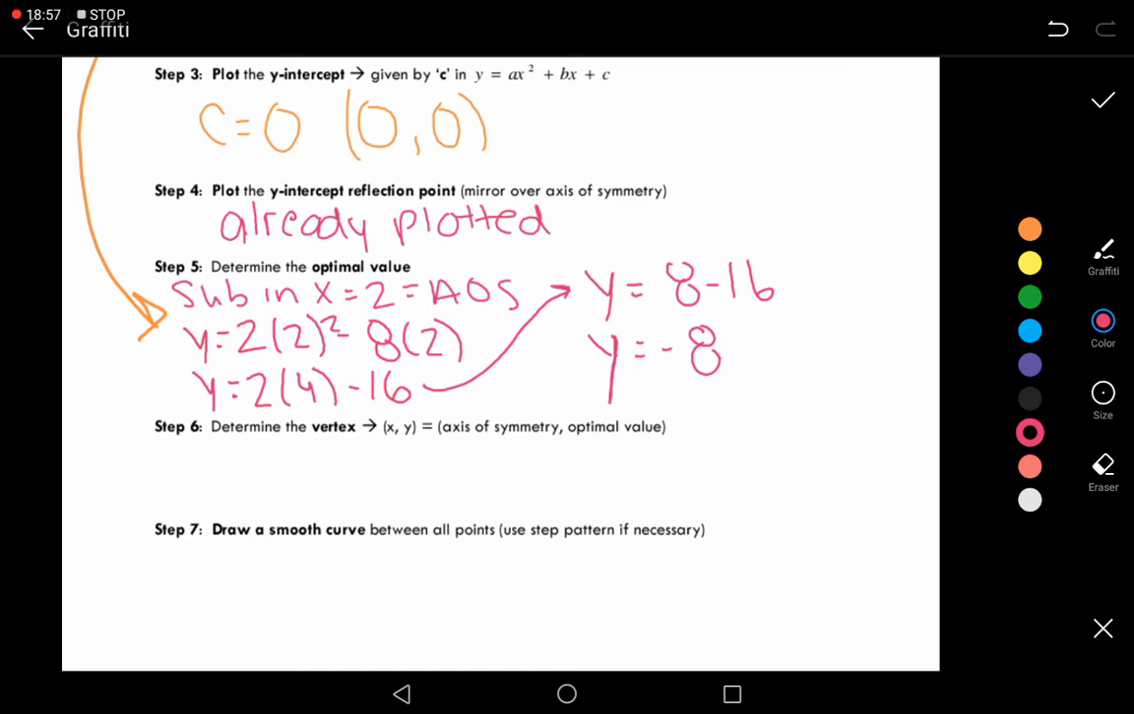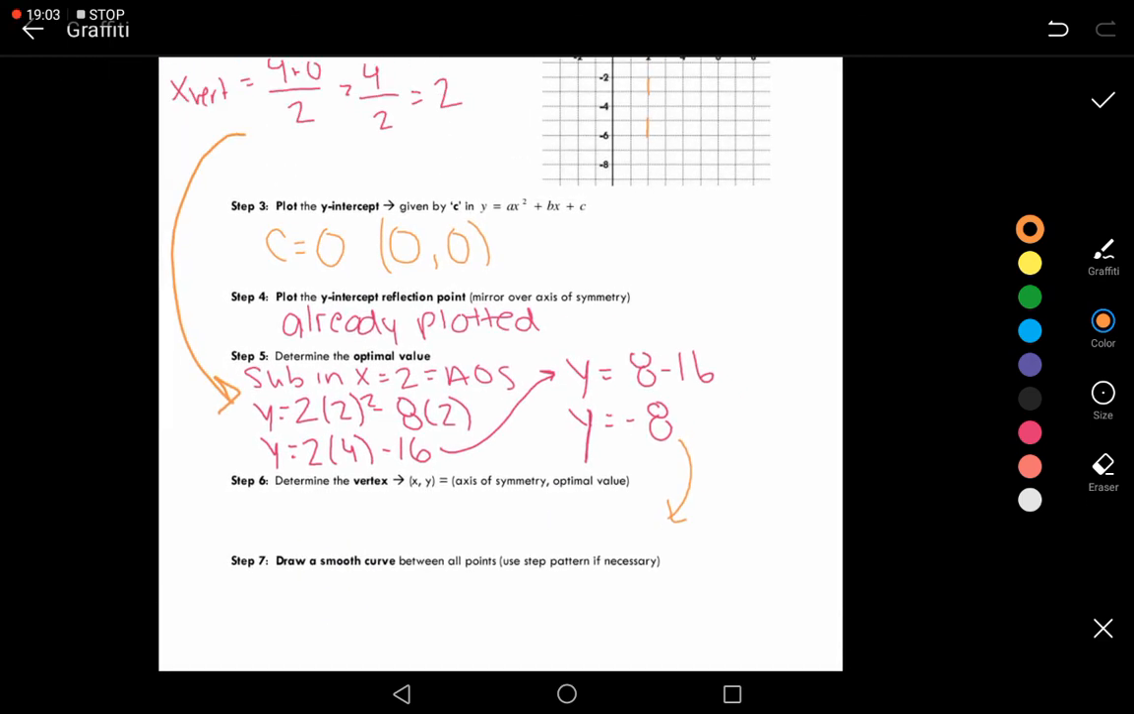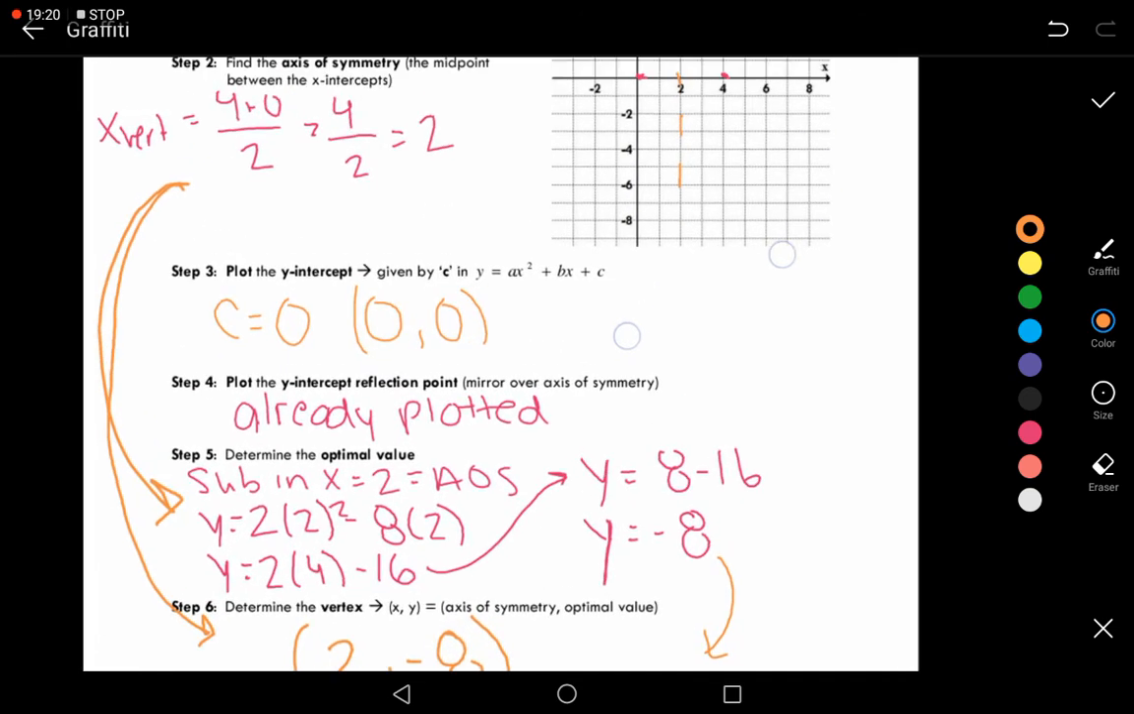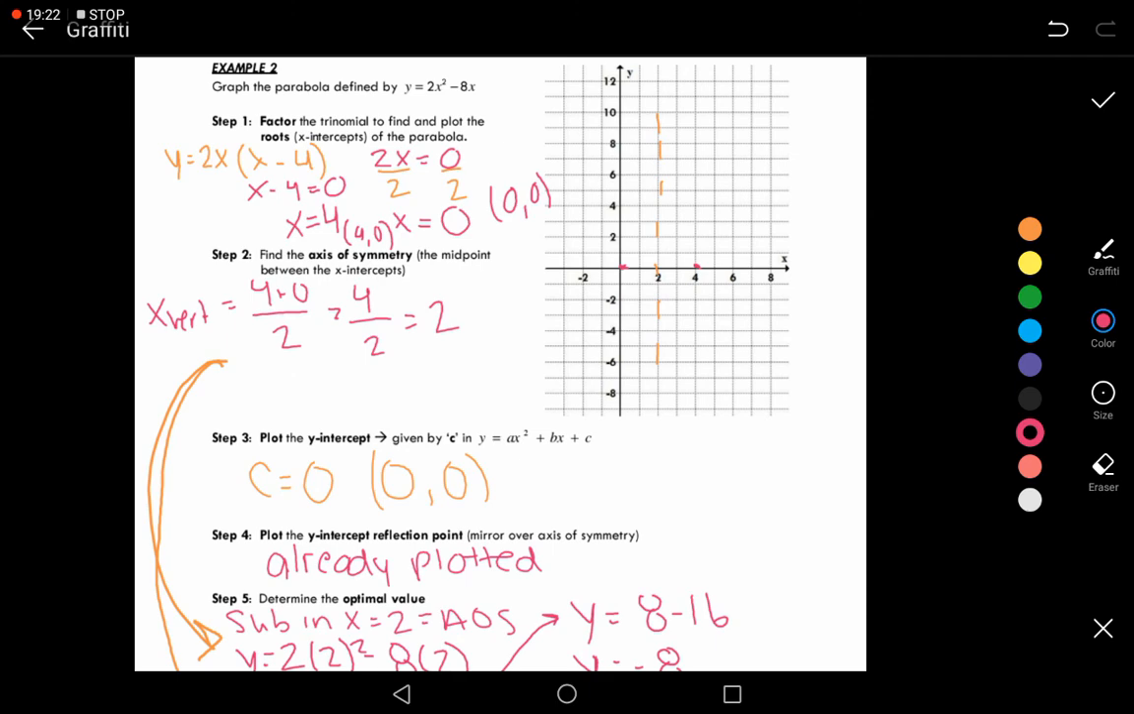Next, we need to determine the vertex, which is just simply from the information we're given. So the optimal value is the y value. And again, I'm drawing another arrow because the axis of symmetry is the x value. So our vertex is (2, -8). Okay, so I go ahead back up to my graph here, and I'm going to plot that point. So (2, -8). So it'll be right there.